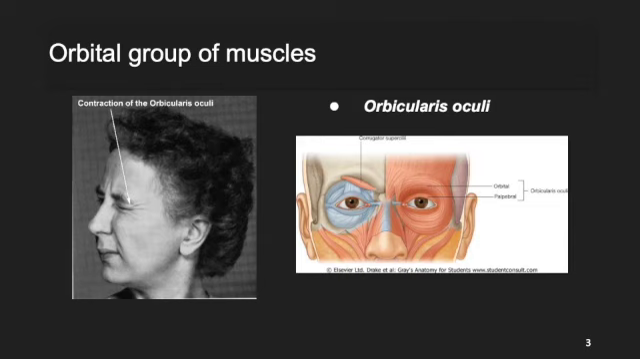So take a look at these muscles. First one we're going to go over is orbicularis oculi. Again, says what it is and is what it says. It is a muscle that surrounds the orbit of the eye. Okay, and that's exactly what orbicularis oculi means.